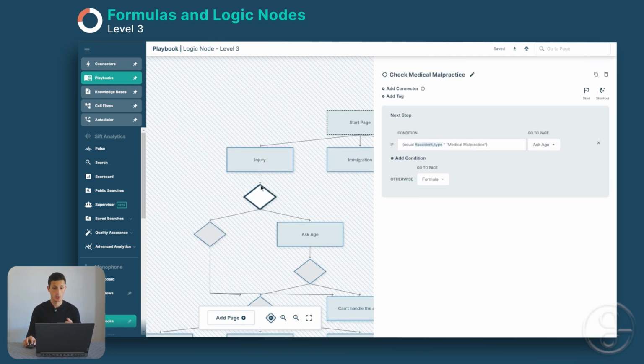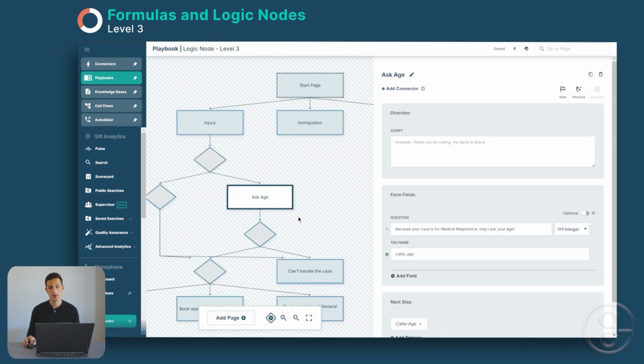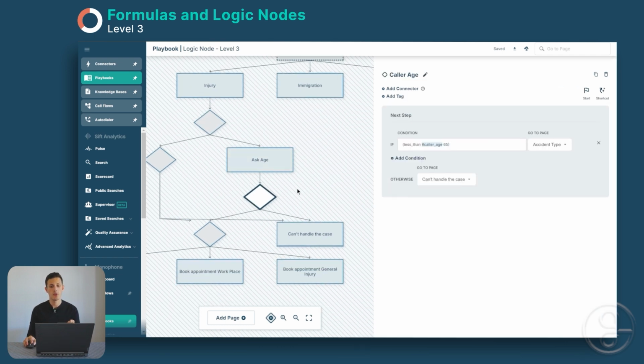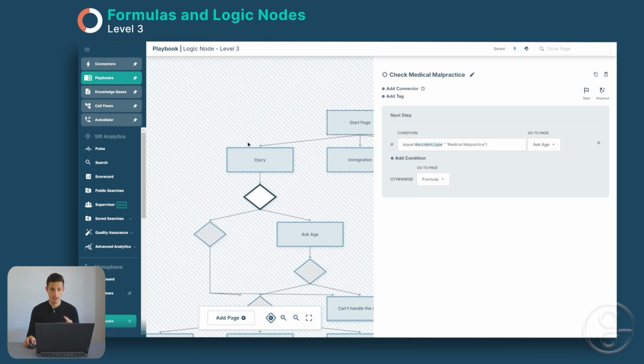Now, the first logic node we're going in here, we're checking the accident type. What we're checking for is whether the accident type is medical malpractice. In this law firm, it's just a fictional case I created. They would like to ask the age of the caller if it's a medical malpractice case, because if the age of the caller is above 65, so here we're checking, is it less than 65, we continue as normal. But if it's above 65, they can't handle that case. So again, very specific, you can branch it depending on data.